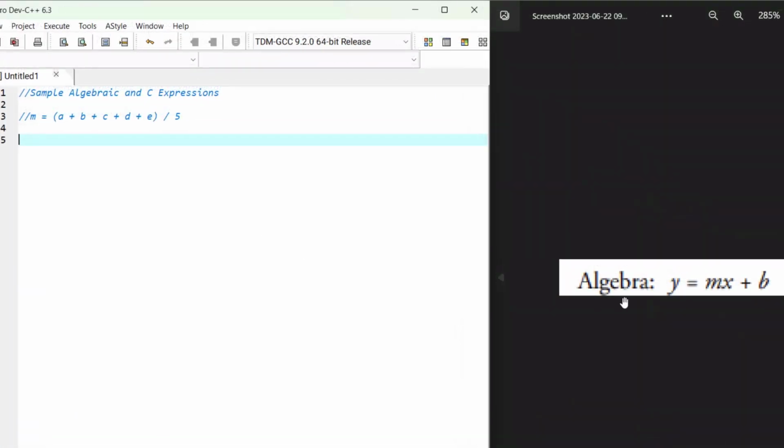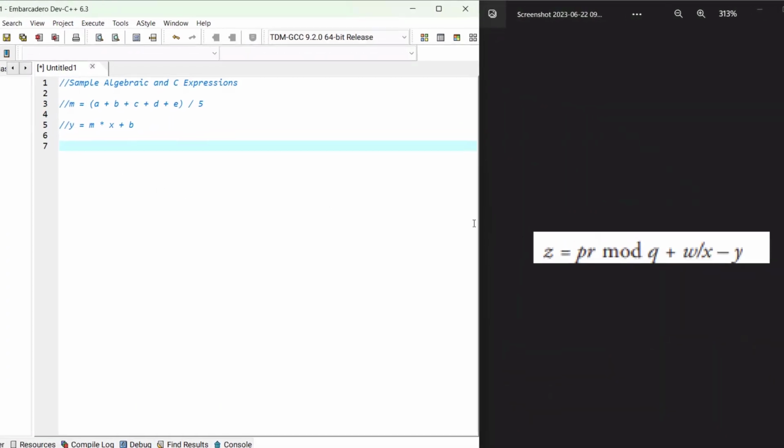Now let's go and convert this algebraic expression into a C expression. Let's start with y is equal to m times x plus b. This is a correct expression even without parentheses on this side, because the multiplication operation has precedence over addition, and even if we don't add parentheses, this expression is still correct and is equivalent to this algebraic expression.